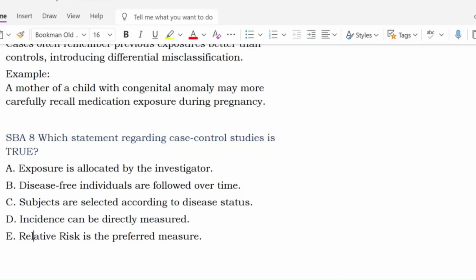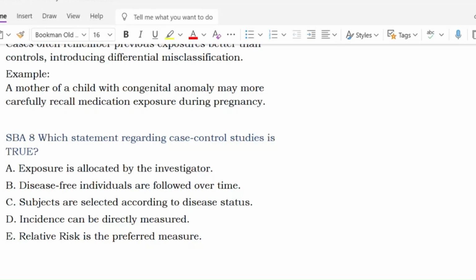Which statement regarding case control studies is true? Exposure is allocated by the investigator. Disease-free individuals are followed over time. Subjects are selected according to disease status. Disease incidence can be directly measured. Relative risk is the preferred measure. Sir, exposure is allocated by the investigator. Option A and C both are right. Subjects are selected according to disease status. Exposure is allocated by the investigator.